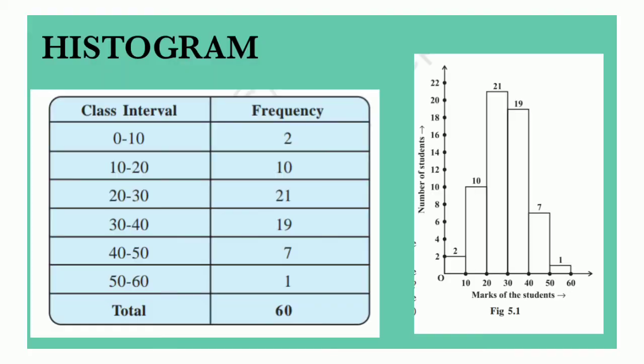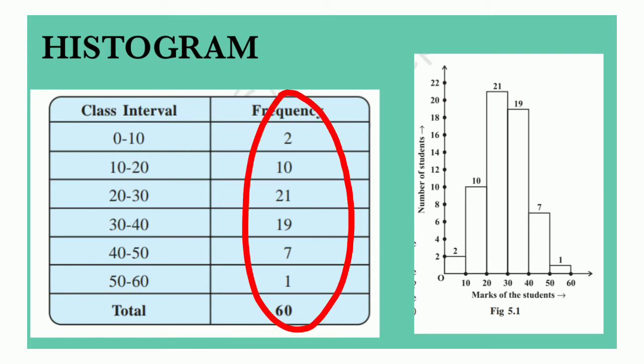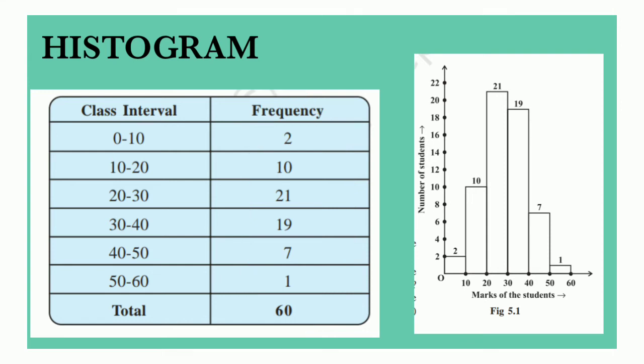Okay. Then next one, how to represent this grouped frequency table or frequency data. That is called histogram. Already you learned how to draw a bar graph, how to draw a double bar graph. So here the question is, some marks are given: class intervals 0 to 10, 10 to 20, 20 to 30, 30 to 40, 40 to 50, 50 to 60, and the frequencies are 2, 10, 21, 19, 7, 1. Total is 60. So we have to mark all these class intervals and frequencies on the graph sheet.